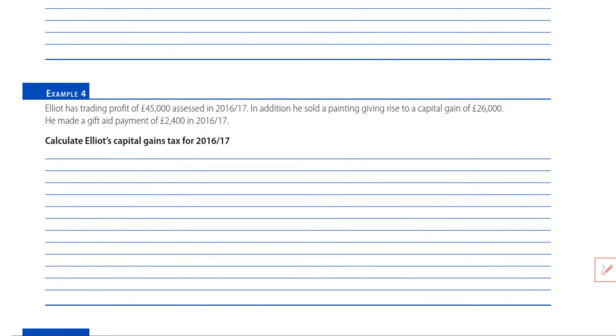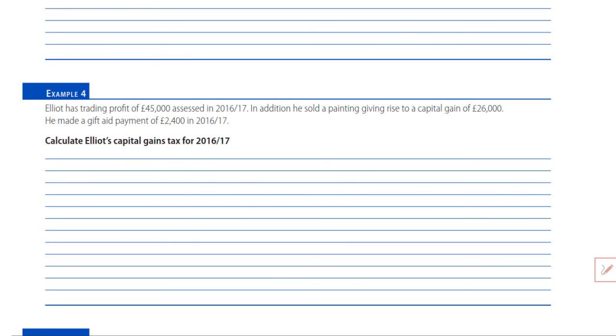You'll then move on to example 4. Trading profit £45,000, sold a painting £26,000, made a gift aid payment of £2,400. Right. Trading profit £45,000. Now we know we've got a personal allowance of £11,000, so that would bring you down to a taxable income of £34,000. 45 minus 11 would be a taxable income of 34. And ordinarily that would make you already a higher rate taxpayer.